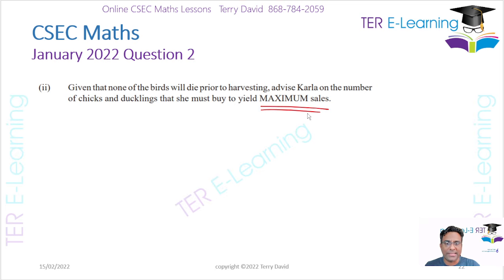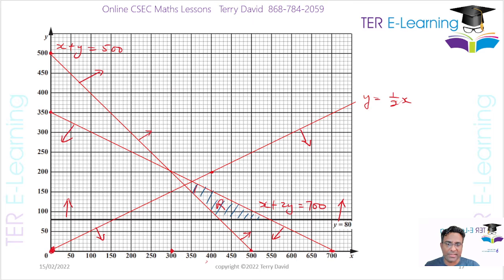So we want to maximize sales. When you have a linear programming question, what we need to pay attention to are the vertices. So we need to look at the vertices of my shaded region. That's what we're looking at. Let me get a different color here. So we're looking at this point here, this point here, this point up here, and whatever this point is here. So those are 4 coordinates we need to look at.